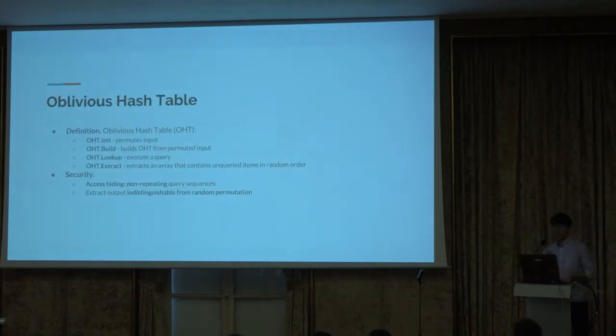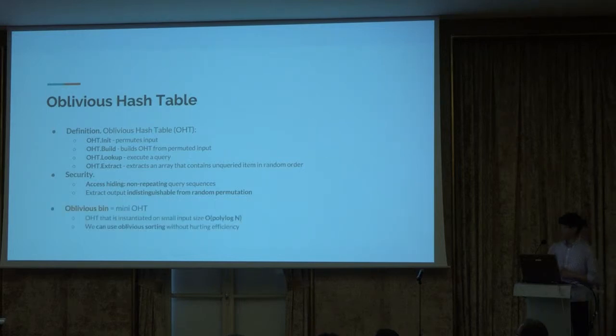We actually construct a new definition for oblivious hash tables, which has extra properties: you build from a permuted input, and you have an extract functionality, which is able to extract an array of all the unqueried items in some random order. And for security, we want access hiding for non-repeating queries, like I described, and we also need the output of the extract to be indistinguishable from a perfect random permutation.